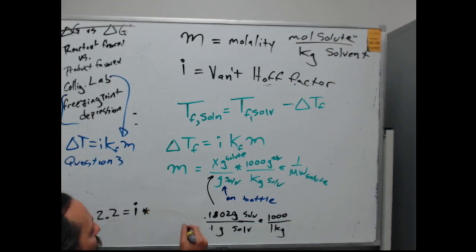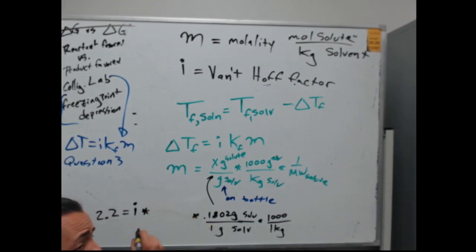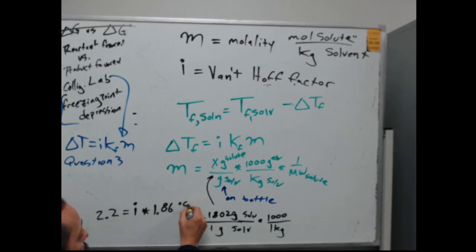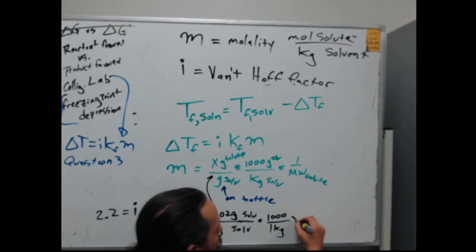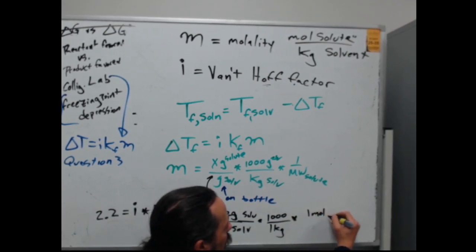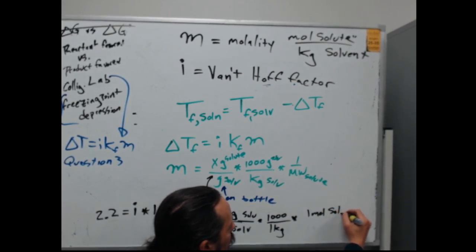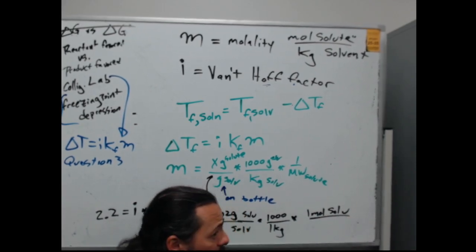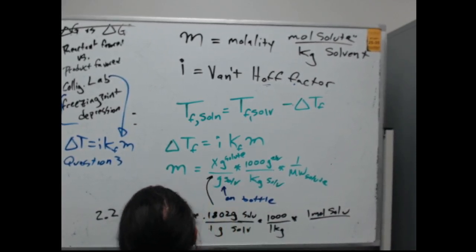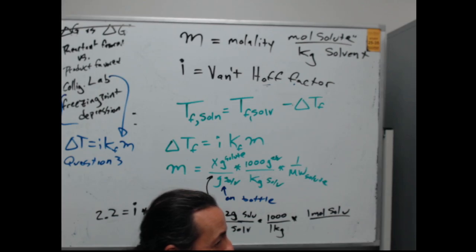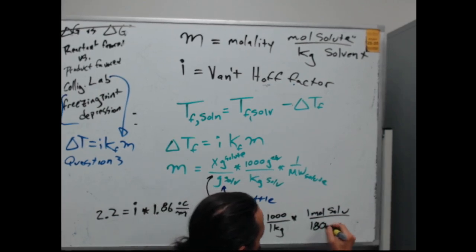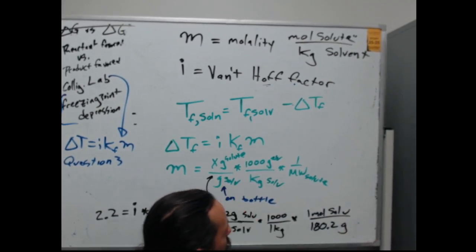So I'm going to have my i. The KF for water, if I remember correctly, is 1.86, and it's degrees Celsius per molality. Yeah, per molal, that's how we say it. Kind of weird. And then I'm going to need the molecular weight of dextrose. 180.16 grams per mole, about 180.2 grams per mole.